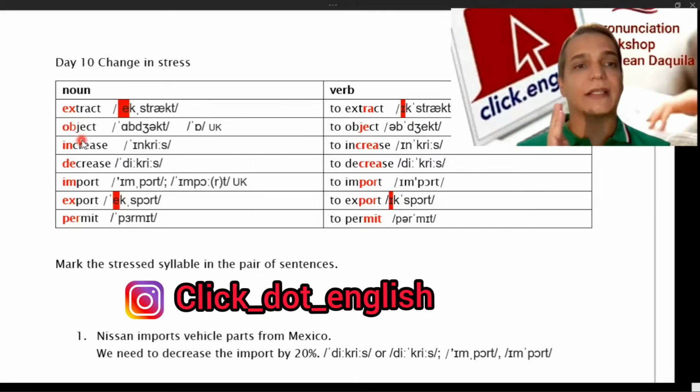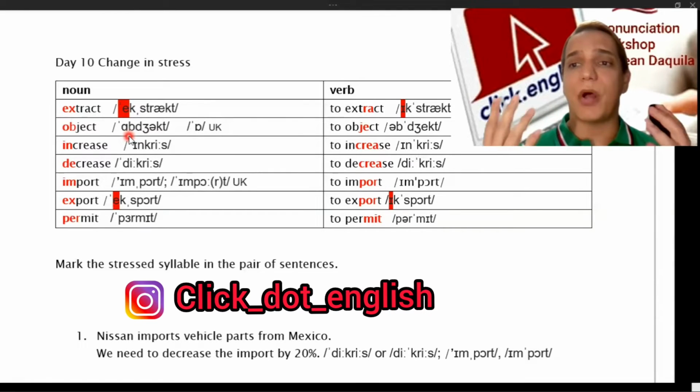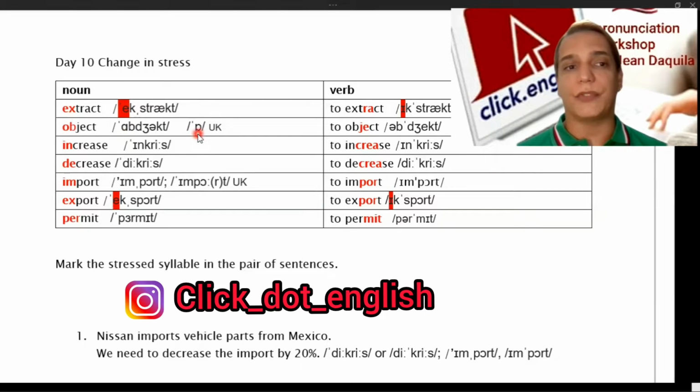Extract, object. Pay attention to this here. In American, mostly, okay, we say object. I don't say all. This is typical British. But for example, people from California, they tend to say like the British, they say like object. Okay. I say object, and this is the most common, most typical American pronunciation. Not all. Okay, so mostly in America we say object, and British say object, object. Okay, the object.